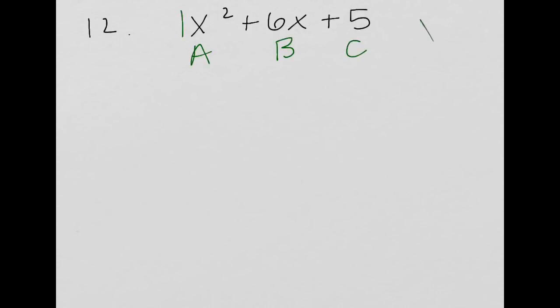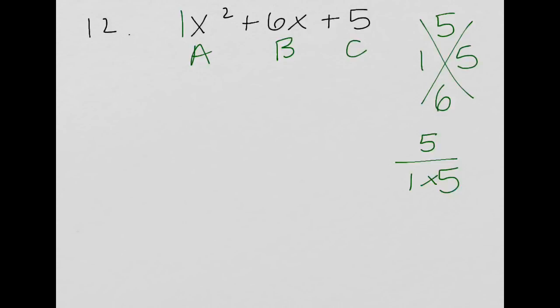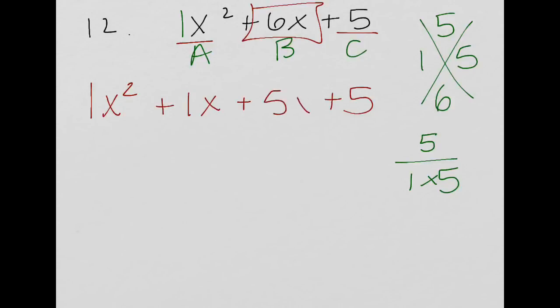A, B, C. So I'm looking for numbers that multiply to give me 1 times 5, which is 5, but add to give me 6. There's only one way to get 5. It's not a real interesting number. And surprisingly, they add up to 6. So a 1 and a 5. So my first and last stay the same. My 6x is going to split into the 1x and the 5x.